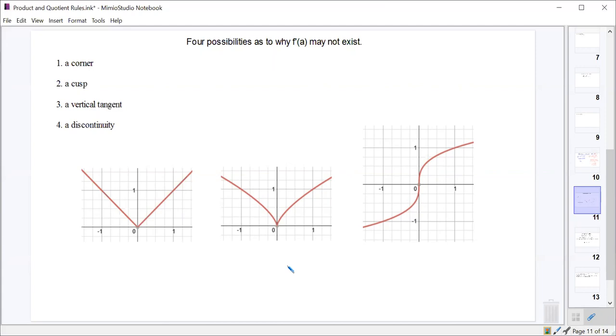Next one is a vertical tangent. Vertical tangent means that the slope of the tangent line is undefined, which would mean that the derivative is undefined. So anytime you have a vertical tangent line, the derivative can't exist. So like the graph right there. Any questions on that one?